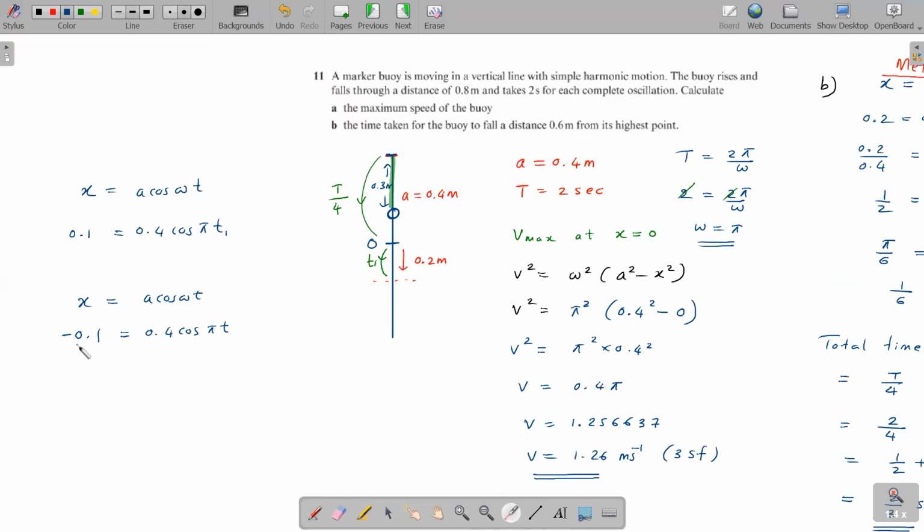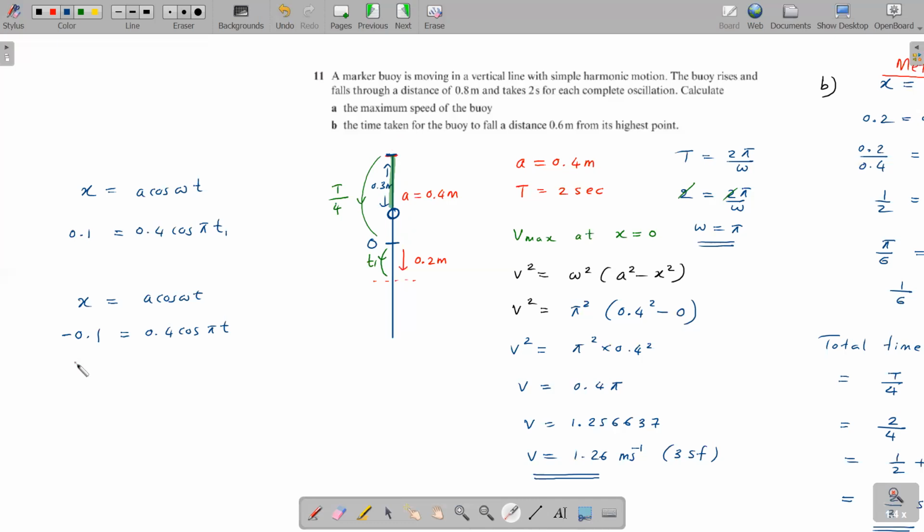When you use x as minus 0.1, the equation understands that this is a displacement not on the side where you had the object, let's say the top side. Now here your object is at the top. So when you use x as minus 0.1, the equation realizes that the 0.1 is not above the center, but it's going to be below the center, away from the amplitude that you started. So that's how it works.